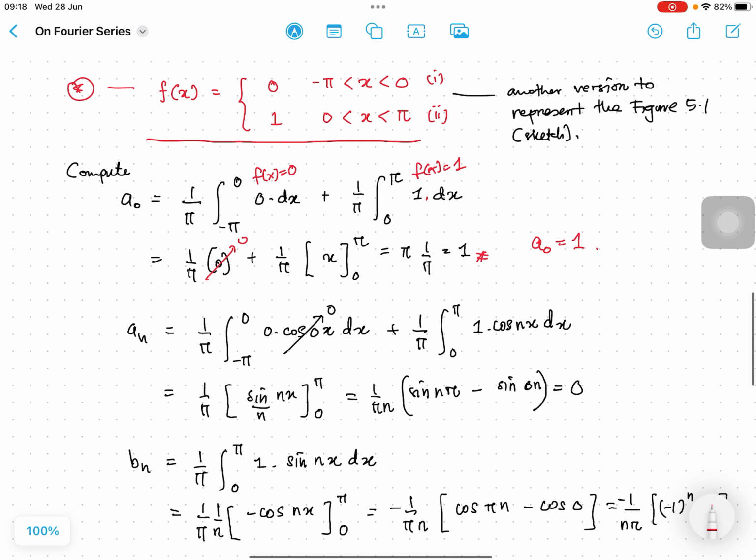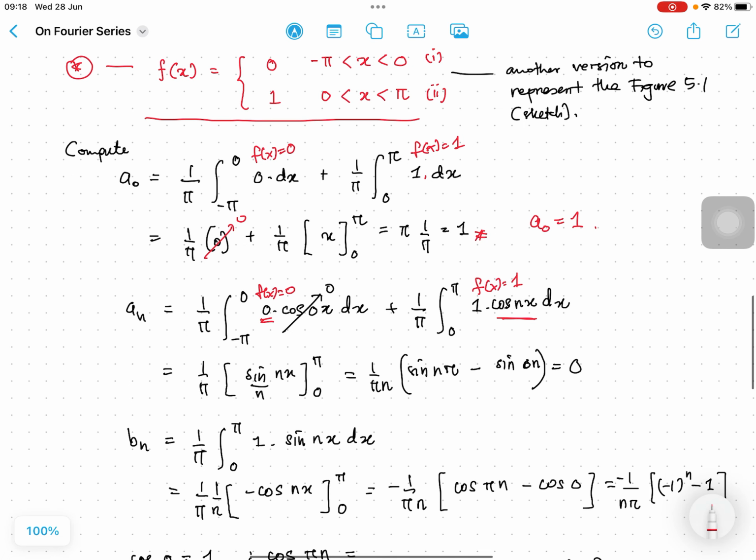Next for an, the first term is easy, because f(x) equals 0. Then for the second, f(x) equals 1 times cos nx. Again, you just integrate. Remember for the integral, you have 1 over n times sine nx. So you expand, and whenever you substitute pi and 0 here, whatever n is, it always gives you 0. So by right, your an is always 0.